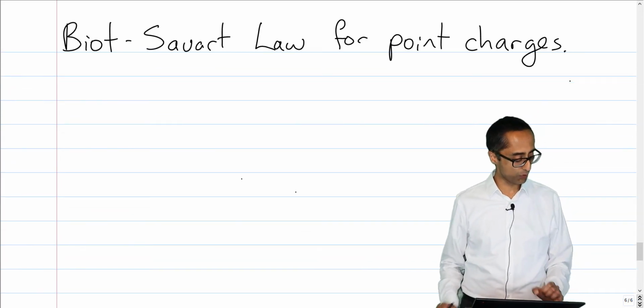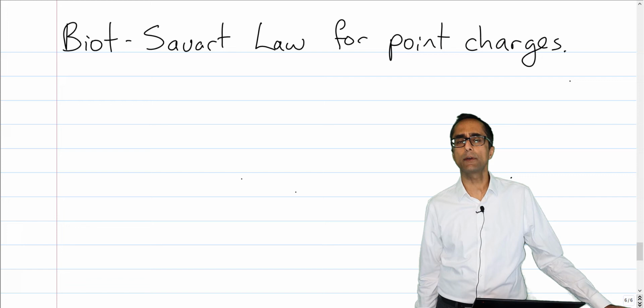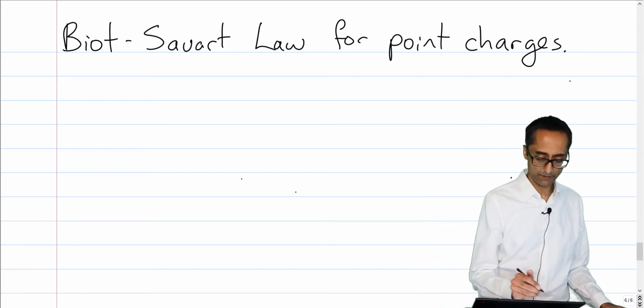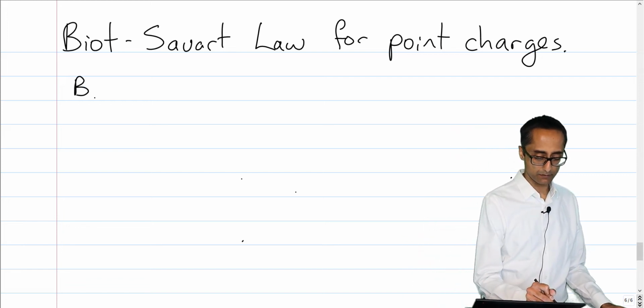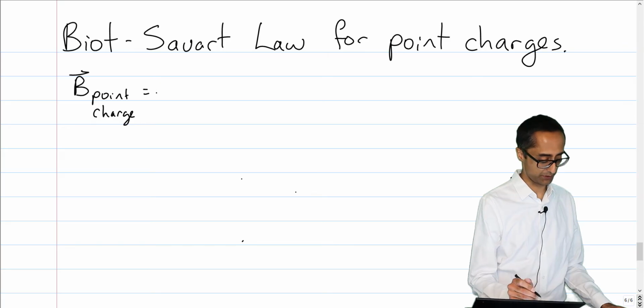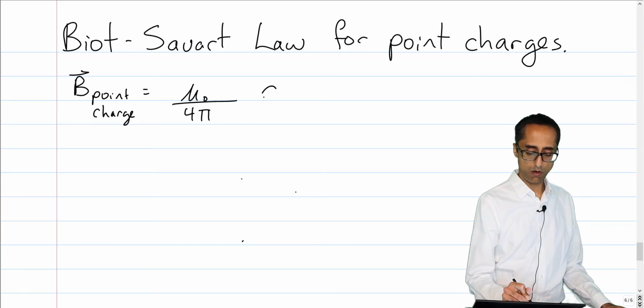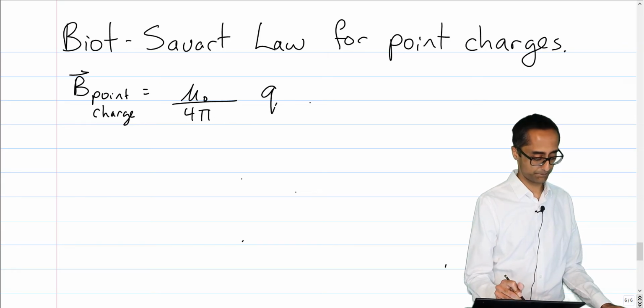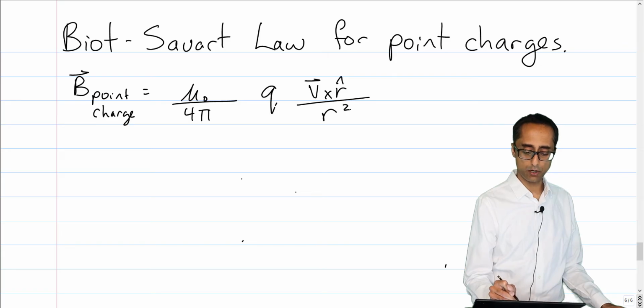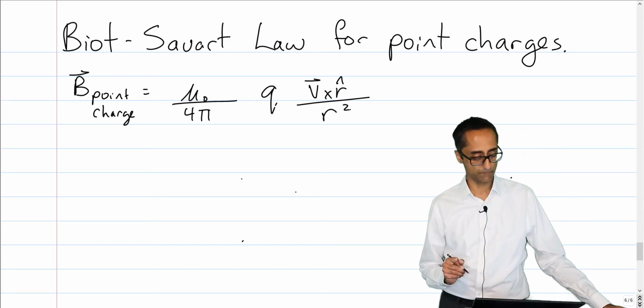I'm going to go ahead and write this down, and then we'll analyze it a little bit. So the magnetic field for a point charge is given by the following equation. Mu naught divided by 4 pi, all multiplied by q, v cross r hat, divided by r squared.